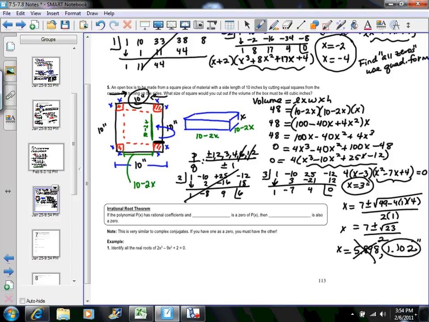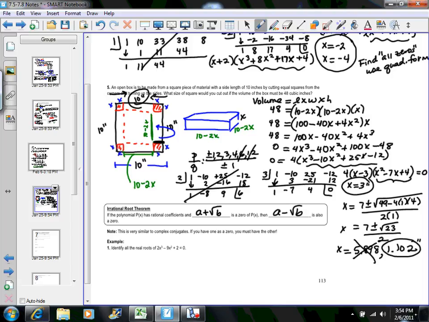All right, and then the last one, the irrational root theorem just says if the polynomial p of x has rational coefficients and a plus the square root of b is a 0, then a minus the square root of b is also a 0. Similar to the complex conjugate root theorem. Basically, if you have a square root answer, you need to have its conjugate as well.